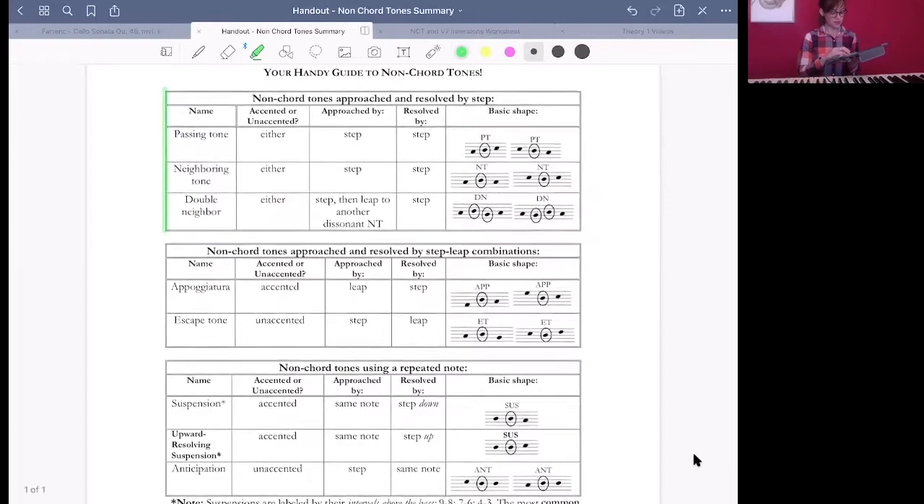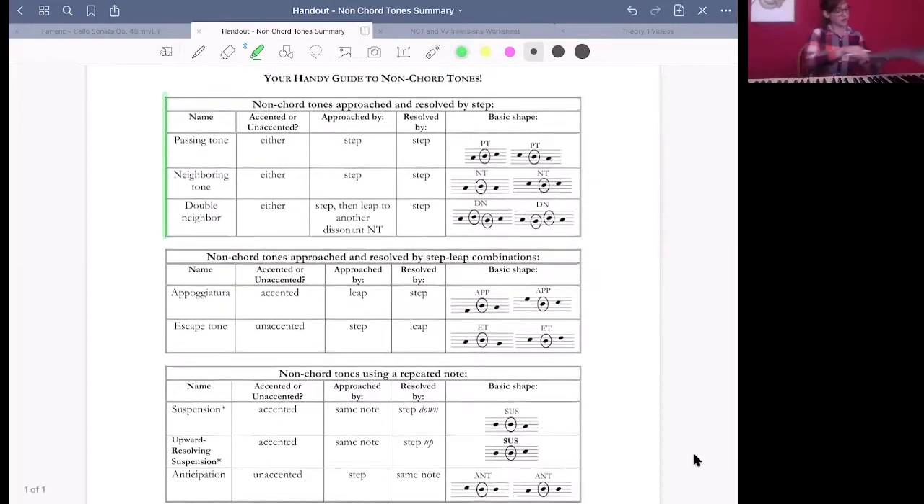And then the last one there, double neighbor. This one is kind of fun. So say we have this harmony here. Here's our chord tone. We go down to a non-chord tone, up to a non-chord tone, and then come back. Think of it as a hug, right? Here's your chord tone. We go down below it by step. We go up above it by step, and then we come back to it. So we sort of hug it from either side by step. That is a double neighbor.